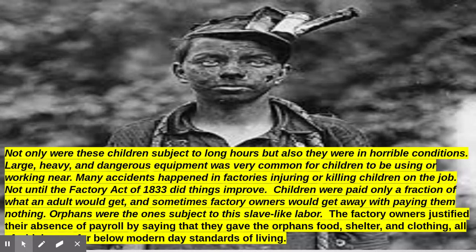Children were paid only a fraction of what an adult would get, and sometimes factory owners would get away with paying them nothing. Orphans were the ones subject to this slave-like labor. The factory owners justified their absence of payroll by saying that they gave the orphans food, shelter, and clothing. Okay, all of this would be considered below modern standards of living.